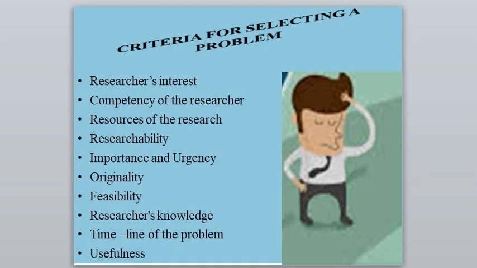The research problem undertaken for the study should be diligently selected and it should be based on some key criteria: researcher's interest, competency of the researcher, resources of the research, researchability, importance and urgency, originality, feasibility, researcher's knowledge, timeline of the problem and usefulness. A good research topic needs to be chosen by paying attention to the above stated criteria or key guidelines.